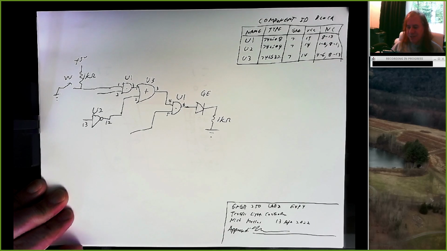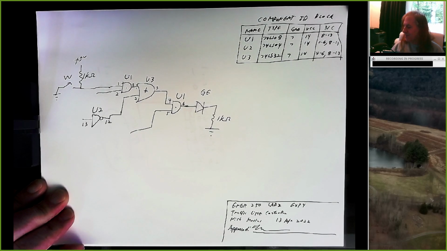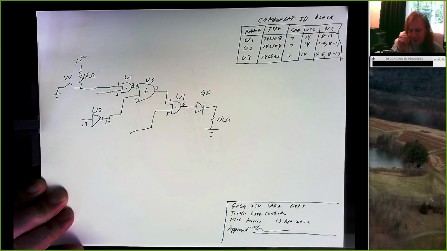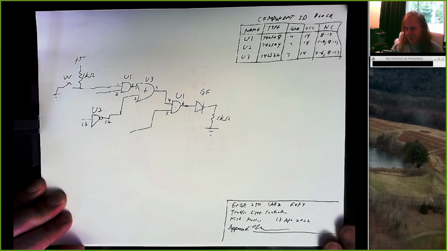Using the truth table will help. So remember, you've got a truth table, and we're going to talk after the break about going from a truth table to a circuit diagram in general.